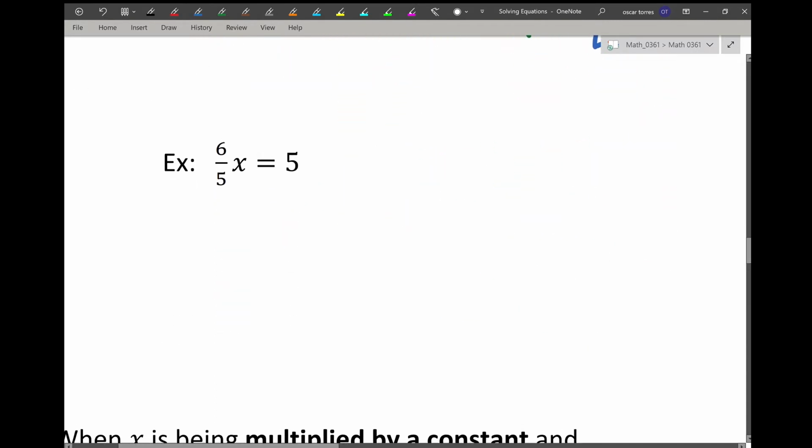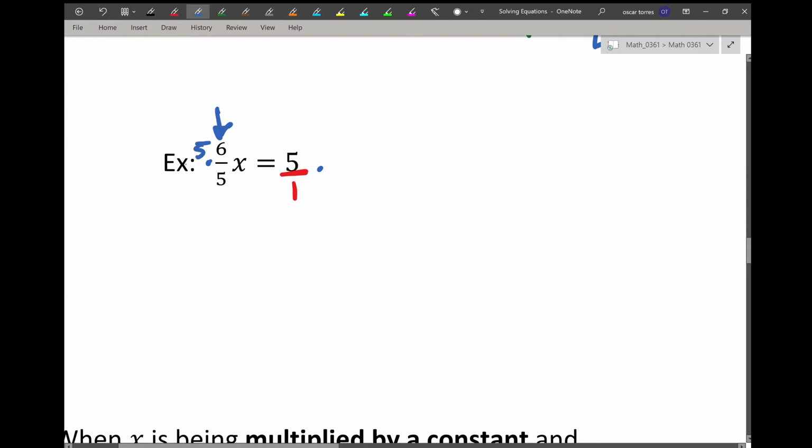I'll do one quick example that's pretty much identical to the other one. We have 6 over 5x equals 5. First thing I'm going to do is put that 5 over 1. Then I'm going to multiply both the left and the right side by the reciprocal of this fraction that's with the x, because we want to get rid of it.